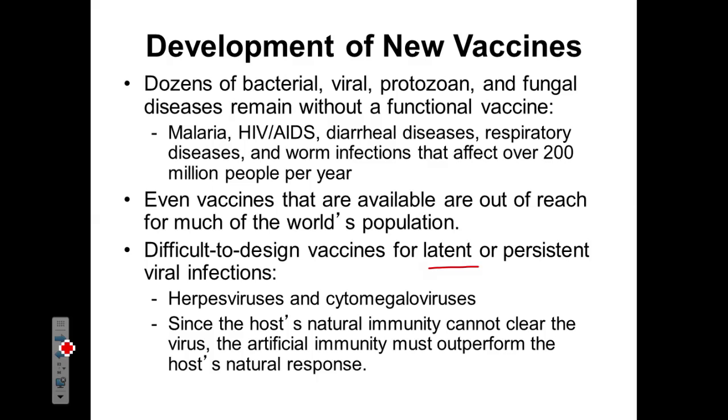The host's natural immunity can't clear the virus, so the artificial immunity that we inject or expose or try to induce in the host needs to outperform the host's natural response. And that's a tough sell. It's tough to make the immune system be more effective than what it normally is.